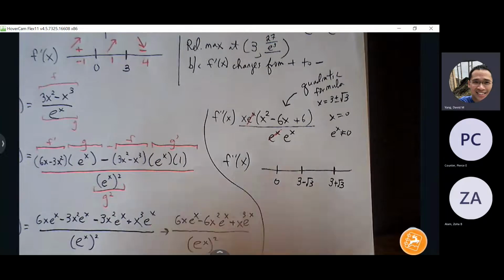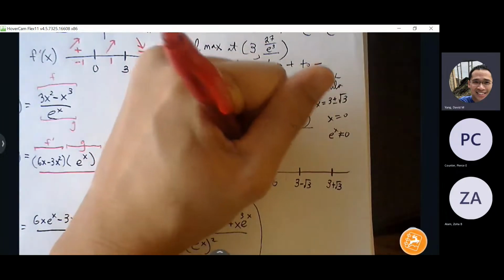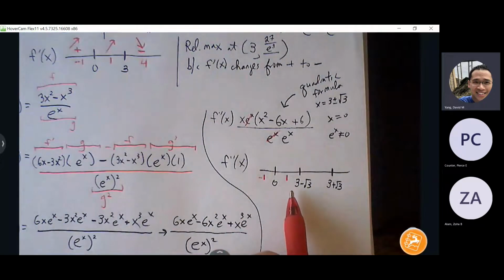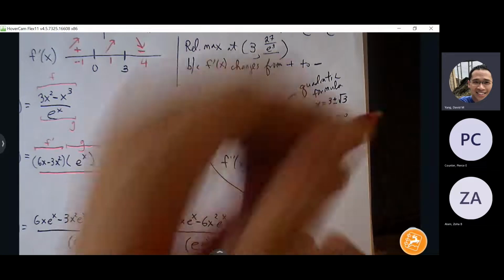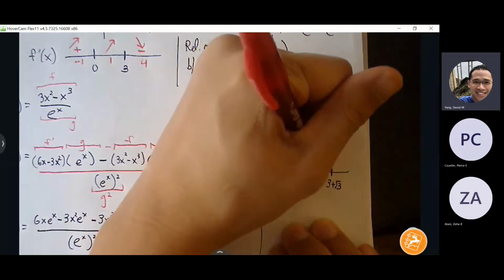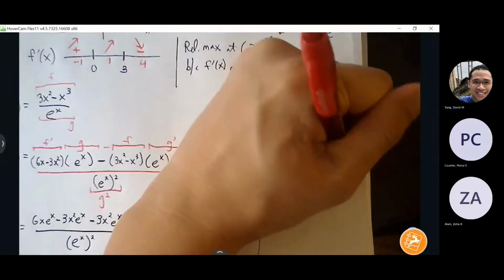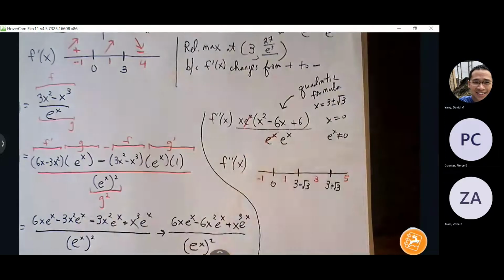All right, I'll test values in each interval here. So I'll test -1. I'll test 1. 3 minus root 3, that means it's less than 3, right? So I'm subtracting root 3. So I know that 3 can live between 3 minus root 3 and 3 plus root 3. And root 3 is around like 1.7. So if I choose 5, I'm safe to the right.